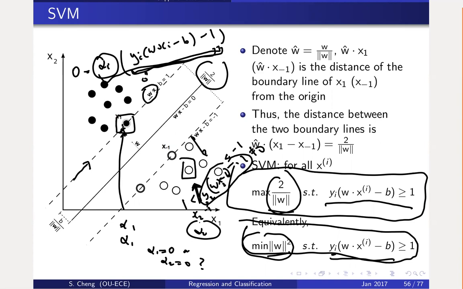Alpha most likely is non-zero. Actually, alpha is not supposed to be zero. But alpha 2 definitely will be zero. So you can see that most of the points here, the alphas will be equal to zero, right? Because only the points on the boundary will be non-zero. And that's what we call the support vectors, basically. That's why they call it support vector machine.